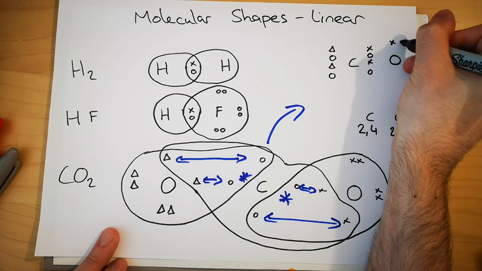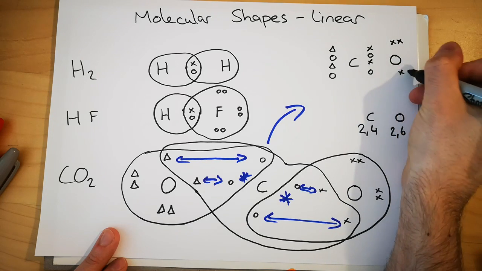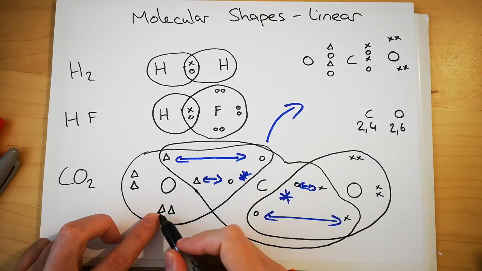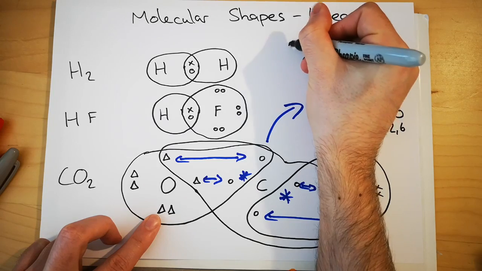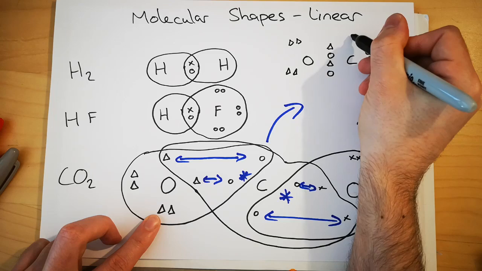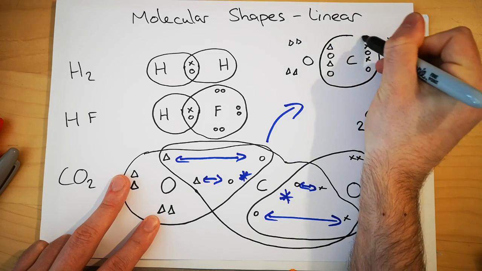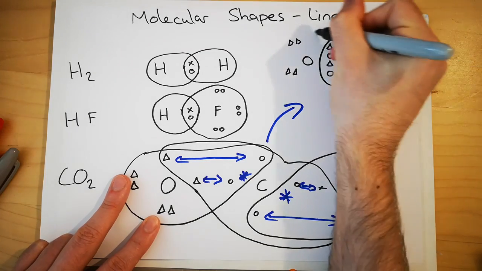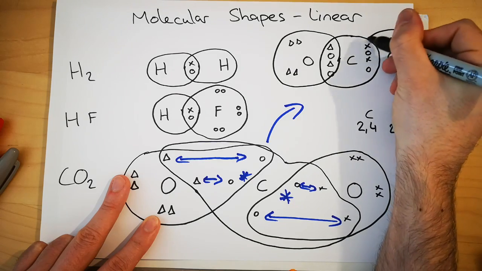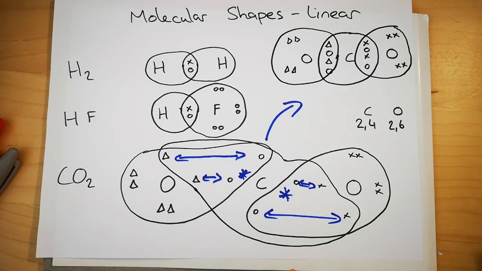Now, my oxygen from this diagram has 1, 2, 3, 4 left, so I can put them in 1, 2, 3, 4, and this oxygen has got 1, 2, 3, 4, 1, 2, 3, 4. Then I can draw my carbon orbital like that, my oxygen orbital like that, and my other oxygen orbital like that. And that is carbon dioxide.